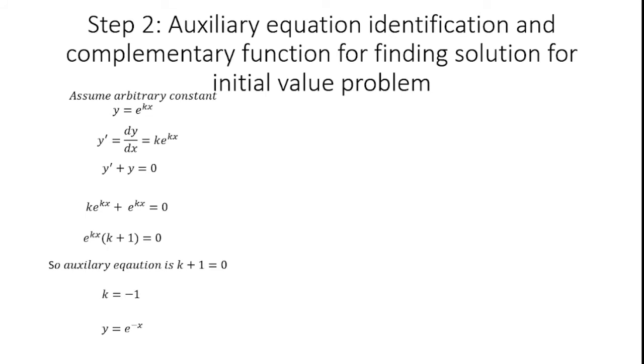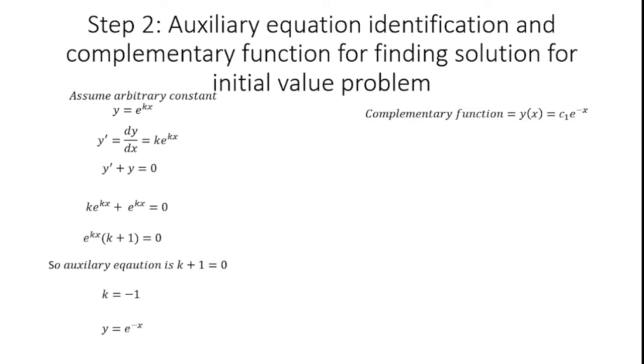Let's see. I substitute the k value in my assumption y is equal to e power kx. So I substituted minus 1 for k. So y is equal to e power minus x, which is the solution for the auxiliary equation. Then what is the next step? We can move to find the complementary function.